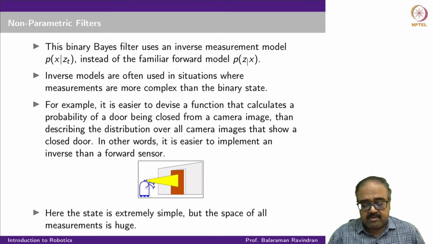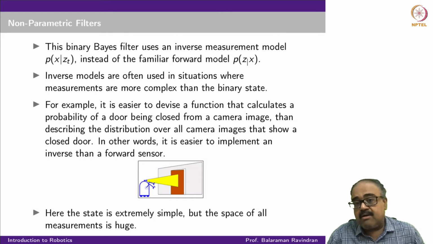So let's go back to one of our old examples. The observation could be an image from a camera, and our state could be whether the door is open or closed. It's a binary state: open or closed. But the input, the z, could be a full-blown image from a camera, or a small bit of video from a camera. And therefore the z could be very complex.